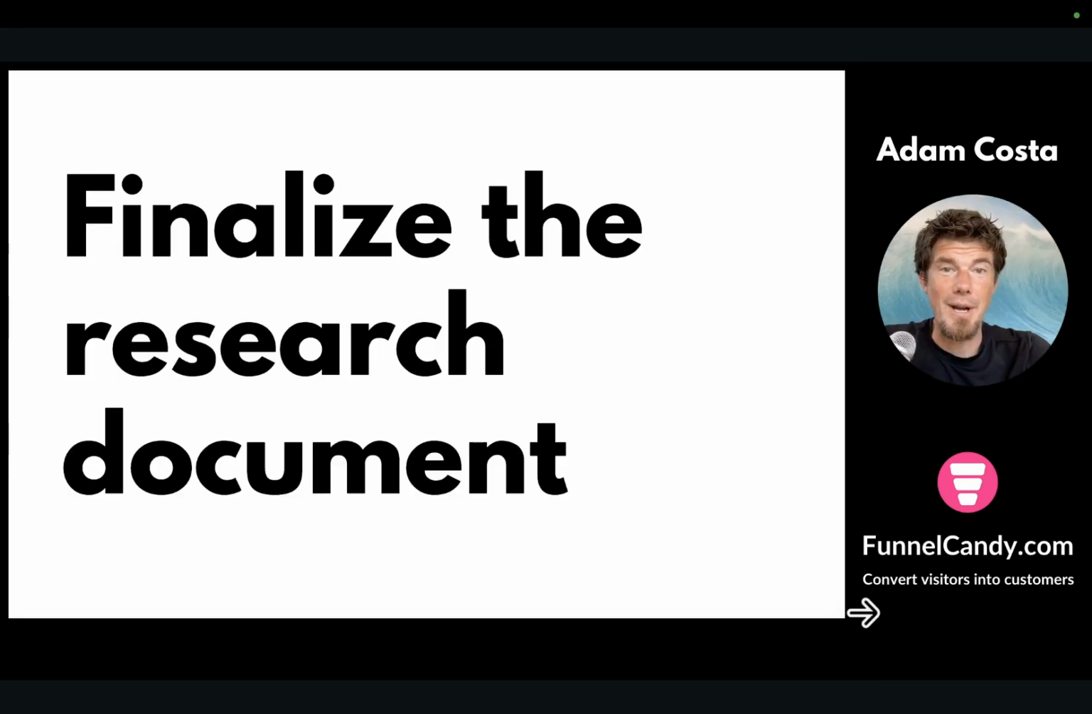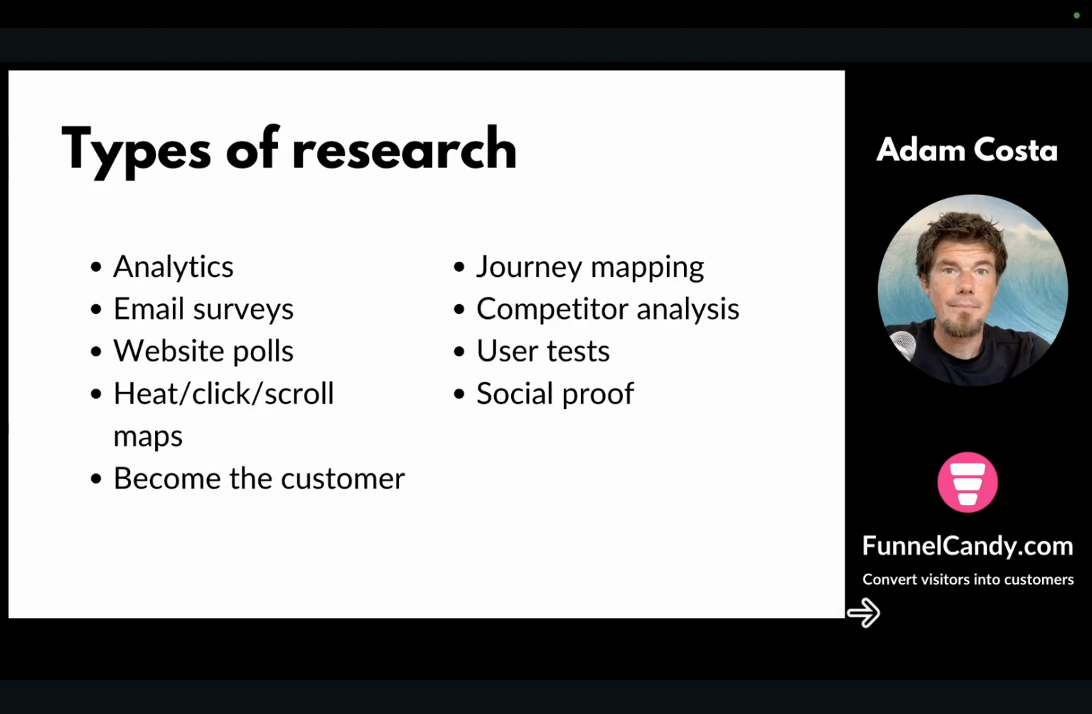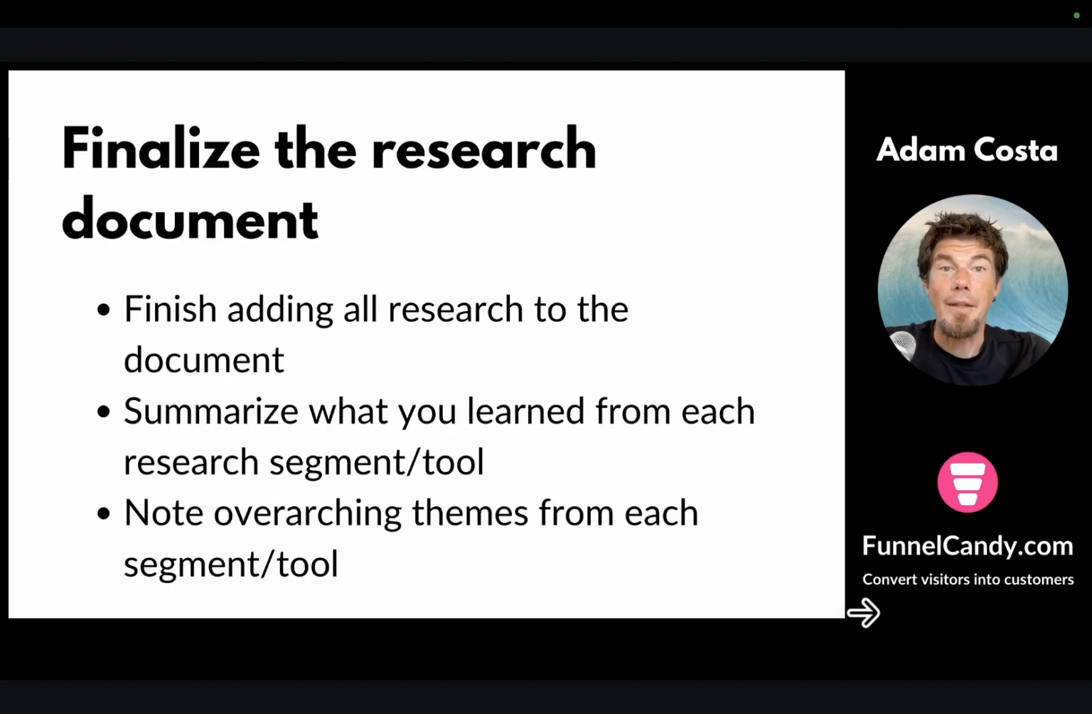Finalize the research document. Congratulations, you've gone through all of the research and now it's time to finalize your research doc. Just as a quick recap, here are the items that you should have in your research doc already: analytics, email surveys, website polls, heat, click, and scroll maps, all your notes from becoming a customer, journey mapping, your competitor analysis, the user tests that you've run, as well as all of the social proof that you've gathered along the way. Now, the last step is to go through and finalize your research doc.